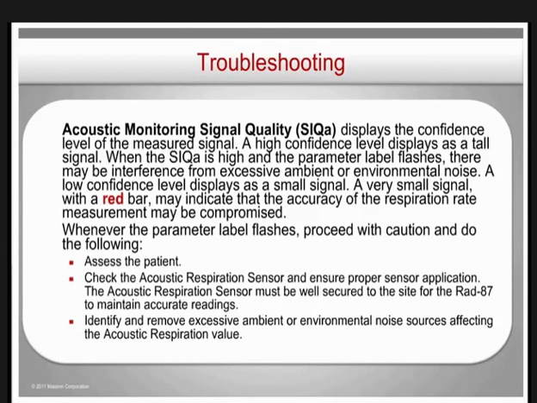Assess the patient. Check the acoustic respiration sensor and ensure proper sensor application. The acoustic respiration sensor must be well secured to the site for the RAD-87 to maintain accurate readings. Refer to the acoustic respiration sensor's direction for use for proper sensor placement. Identify and remove excessive ambient or environmental noise sources affecting the acoustic respiration value. Reduce patient activity if possible.